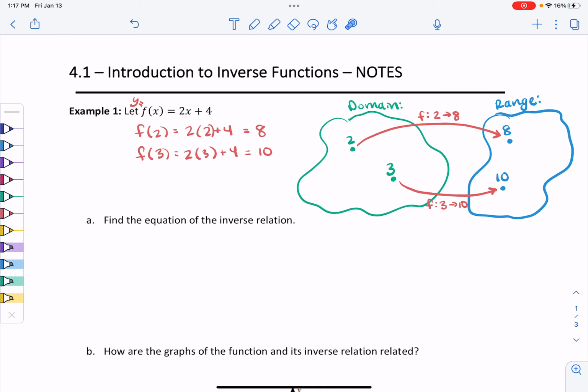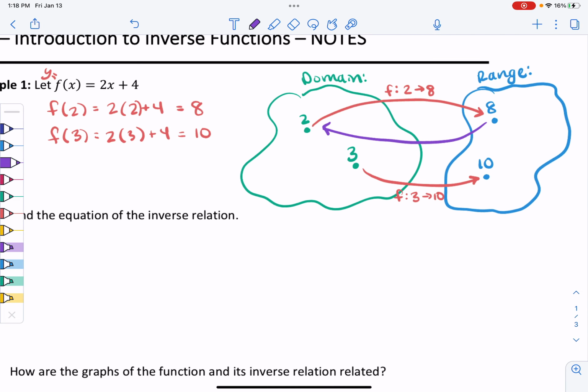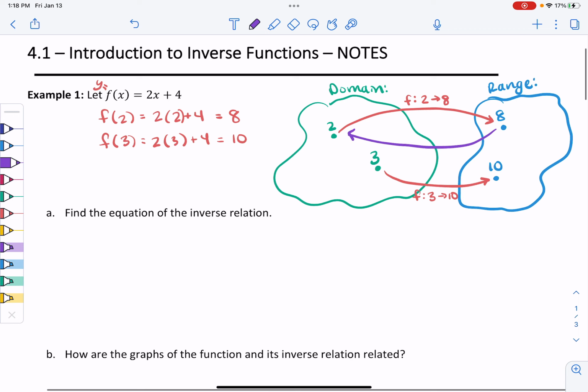But what if there was a function that mapped the numbers in our range back to the domain? What if we had a function that took 8 back to 2, or that took 10 back to 3?